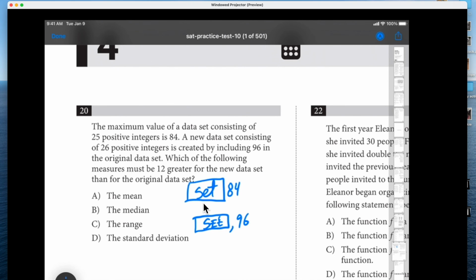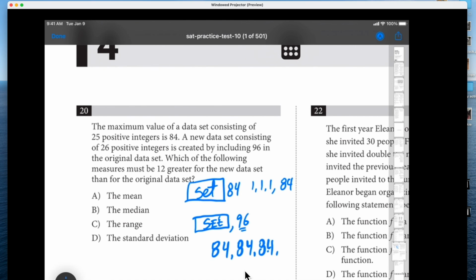Okay, now folks, this set could be anything. Positive integers could be anything. So they could be all ones. This entire set can consist of 25 consecutive ones followed by 84. In which case, that 96, if you add that, would change the mean and the median in ways that you can't predict. Because you don't know. The set could also be 84 consecutively listed 25 times.